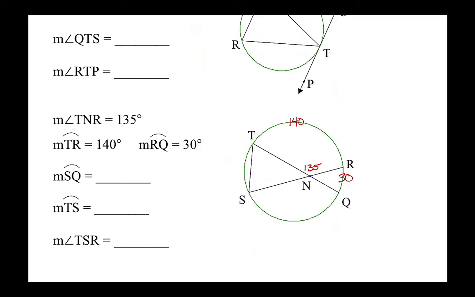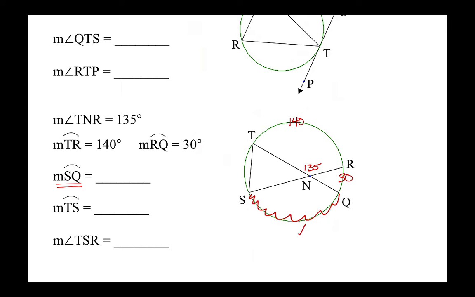You can see I've already marked the given information on the picture. We've got the measure of angle TNR is 135, the measure of arc TR is 140, and the measure of arc RQ is 30 degrees. So what I'm looking for here first is this SQ, which is the intercepted arc from point S all the way to point Q.